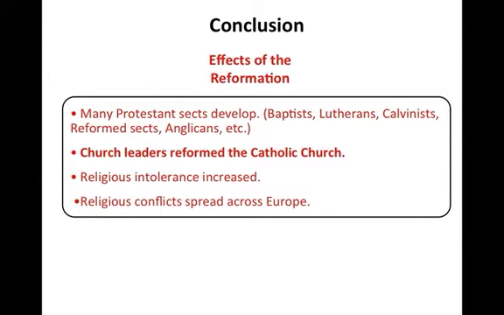Finally, let's sum up by looking at the effects of the Reformation, and then again compare it to the causes. As a result of the Reformation, we saw many Protestant sects develop. For example, the Baptists, Lutherans, Calvinists, the Reformed sects, the Anglicans. The church leaders reformed the Catholic Church with all of the methods that we've described today. Religious intolerance increased. This led to many wars across Europe, and those conflicts spread all around the continent.